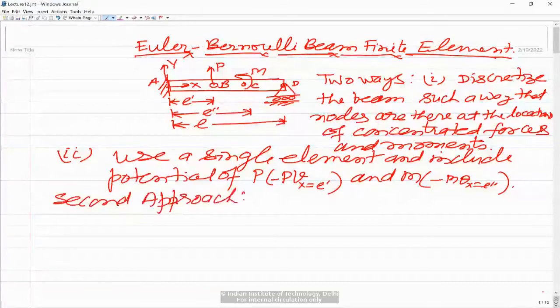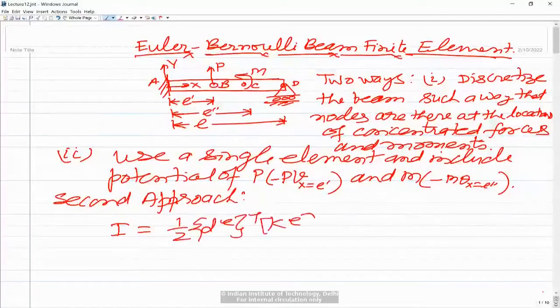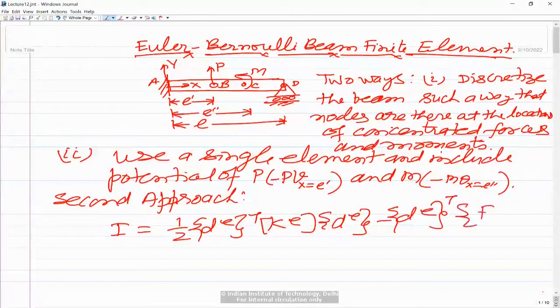So in case of the second approach, what happens to the integral functional within the element? The strain energy part remains the same, that is half of d transpose into ke into de. And if there is an externally applied distributed force, then there would be f external for the element, so that remains as it is.